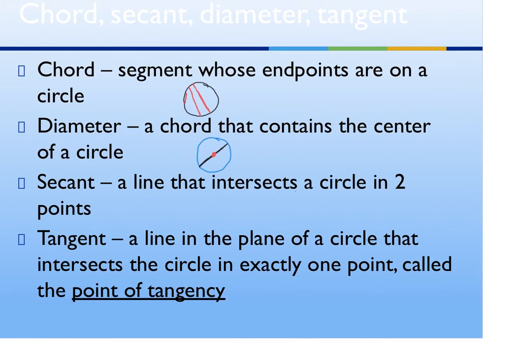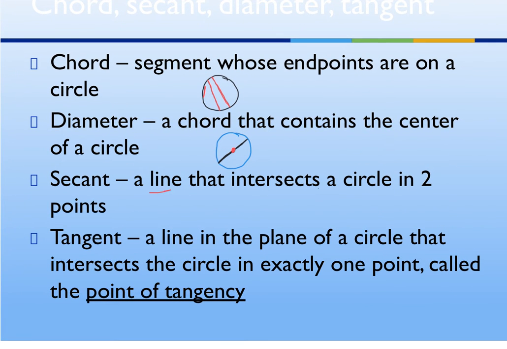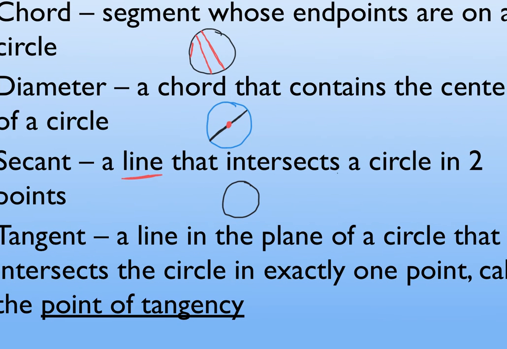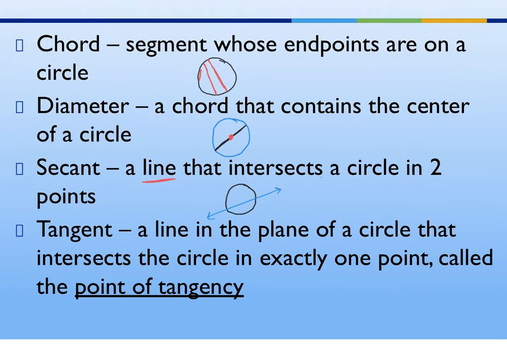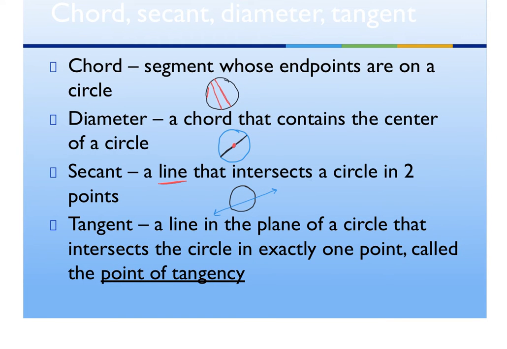Okay, a secant. The only difference, guys, is this part. It's a line that intersects a circle at 2 points. So basically, it is a chord, but it's a line. It's not a segment. So it's going to go through the circle, but it's going to have arrows. It's a line, not a chord. That is the only difference between a secant and a chord, is the fact that a secant is a line, not just a segment, okay? The chord's segment ends at the endpoints of the circle. Secant does not. It keeps going on forever.